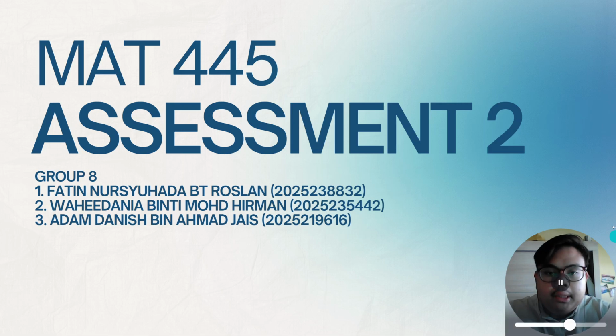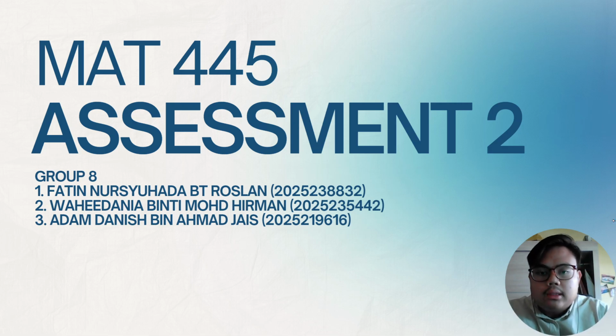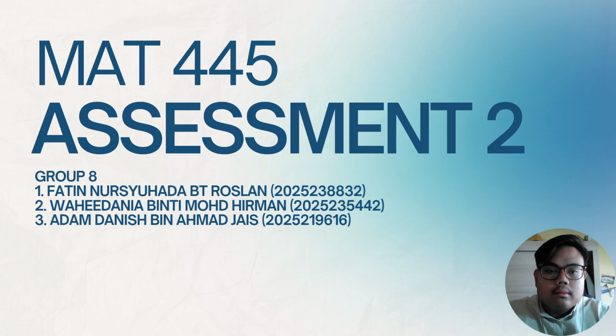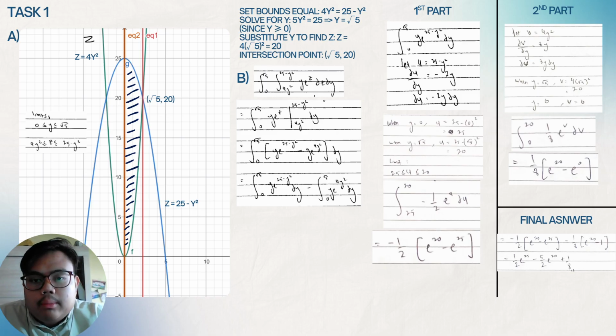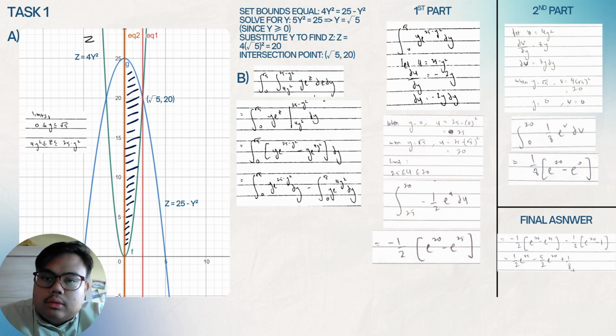My group, which is group 8, is going to present our assessment 2. For task 1, we were given a double integration. From this double integration, we take the boundaries and we can create the graph as shown in the figure. So how do we find this intersection?